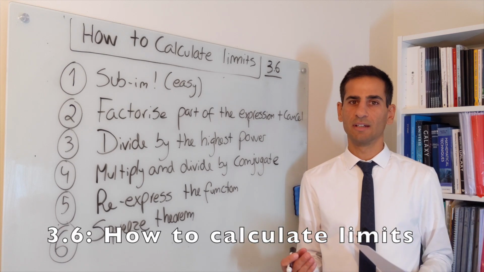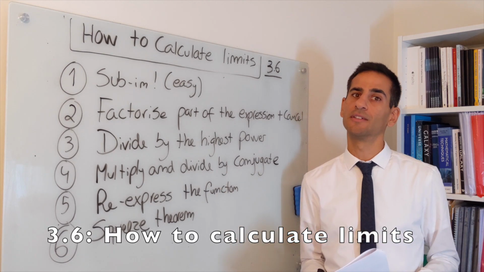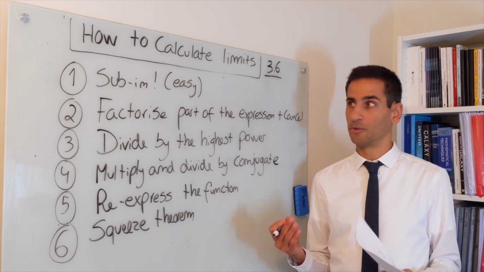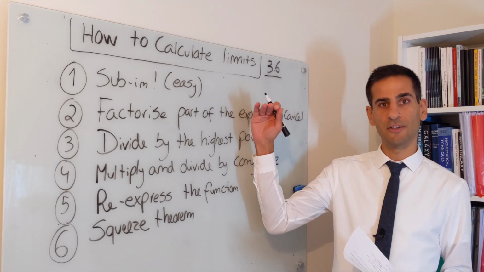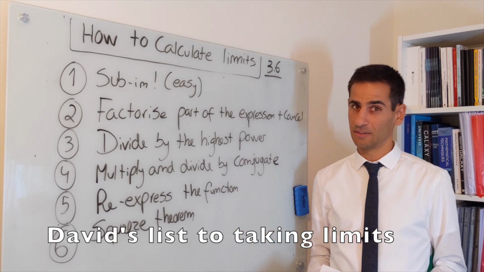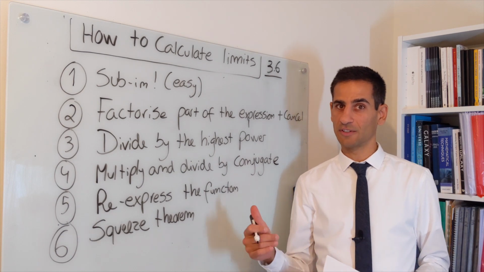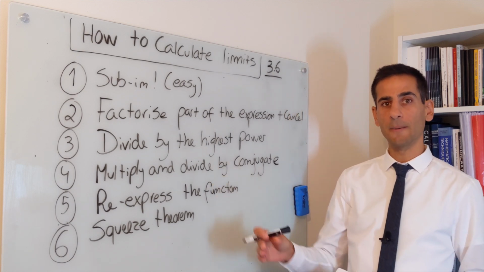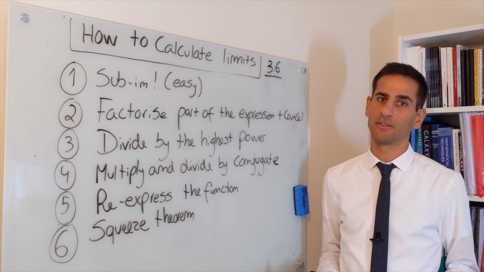So far we've seen that if you know that a function is continuous, that is quite helpful in taking limits at any point. This is actually at the very top of my list, David's list to taking limits. Meaning if a function is continuous, and many functions are, all you have to do is you plug in and you get the limit out.